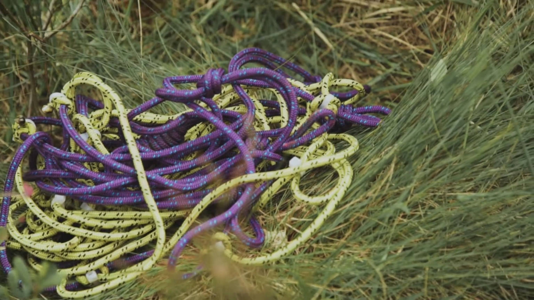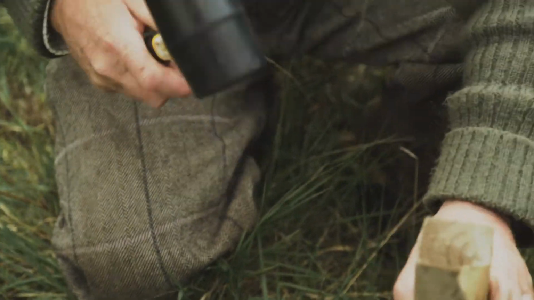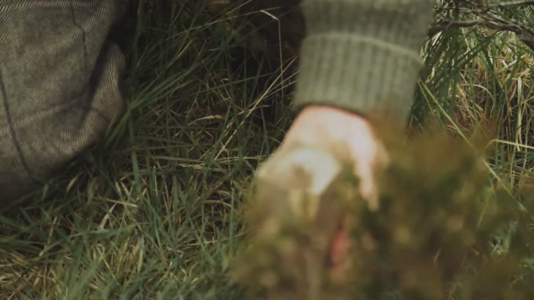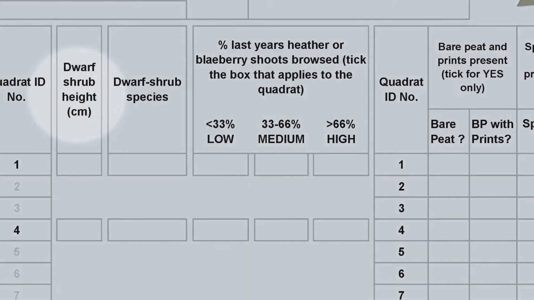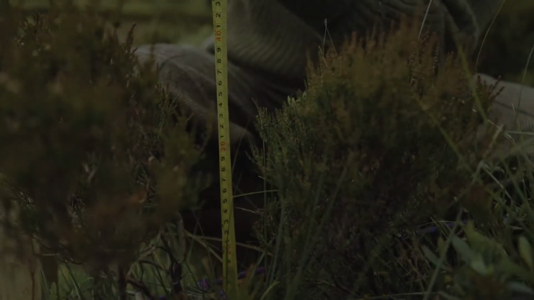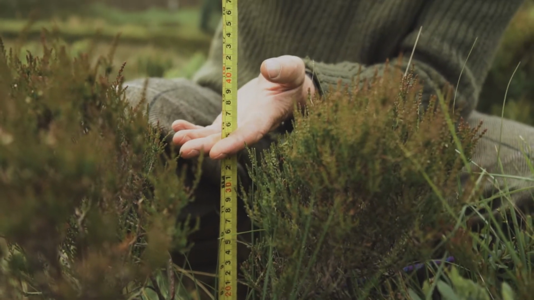Mark and lay out the plot in the same way as shown previously in section 3. Record the basic plot information as also shown previously in section 4. Record the height of heather as for dwarf shrub heath, taking the average of 5 measurements within each quadrat.